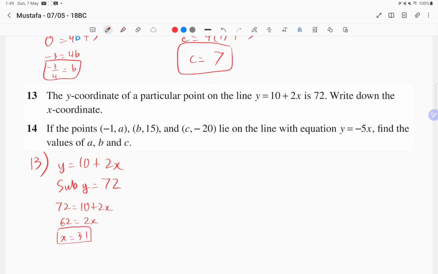So x is 31, right? Yes, but you should work it out bit by bit. So like subtract both sides by 10 and then divide it by 2. At least write the step where you subtract both sides by 10. You don't need to actually do it mentally. It's best to write out step by step. Okay.